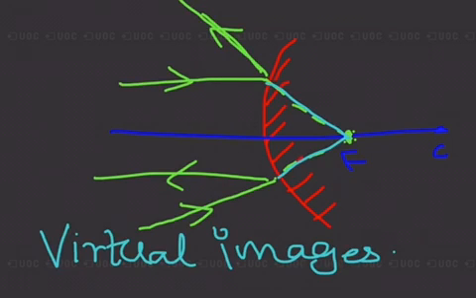Now, how to find whether images are virtual or real? When they actually intersect, they form real images, and when they don't intersect or only appear to intersect, they form virtual images. Now let us quickly consider another example.